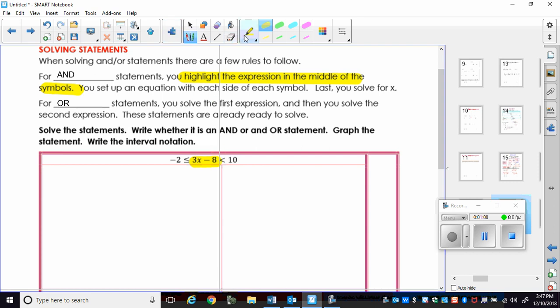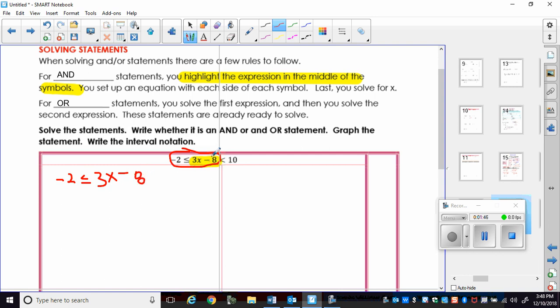So what does that mean? You're going to set up an equation using this information here. We're going to use this whole space right here. On the left-hand side, in that left-hand box, I'm going to write the statement: -2 is less than or equal to this highlighted portion, 3x minus 8. This is only for and statements.